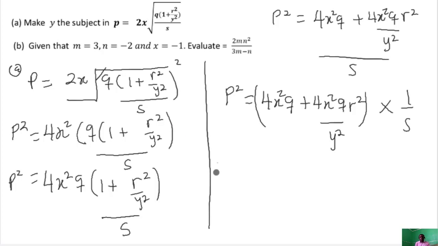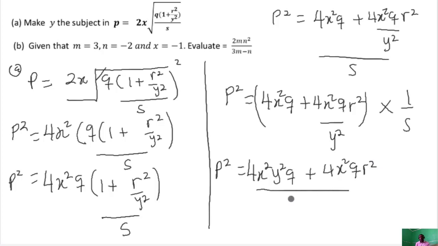We are going to get p square is equal to 4s square y square q plus 4s square q r square all over y square, times 1 over s. So we then multiply. Good. The reason why we got this is that this one will multiply this plus that over this before we solve. So y squared times 4s squared q plus 4s squared q r squared. So we now move on and solve them.